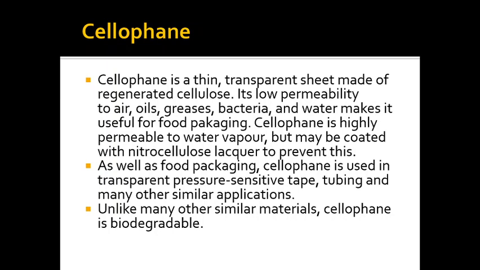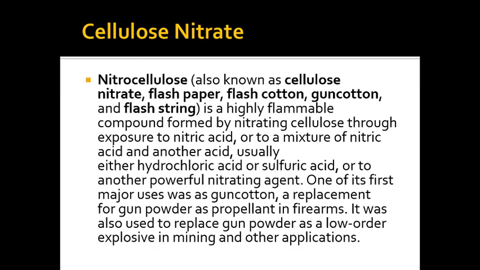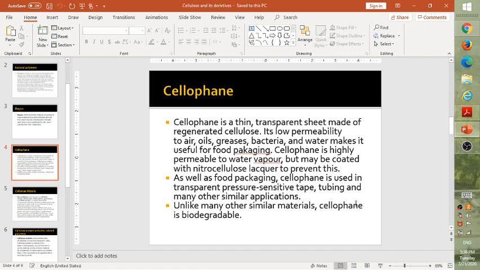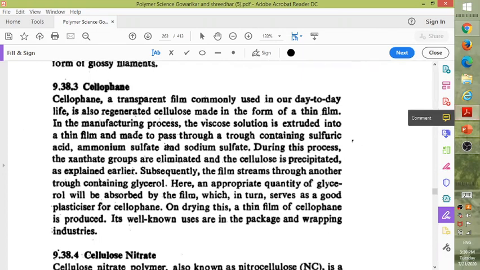As well as food packaging, cellulose is used in transparent, pressure sensitive tape, tubing and many other similar applications. Unlike many other similar materials, cellophane is biodegradable. So let us see cellulose, cellophane, one of the derivatives of cellulose, of course. It is a transparent film commonly used in our day-to-day life.